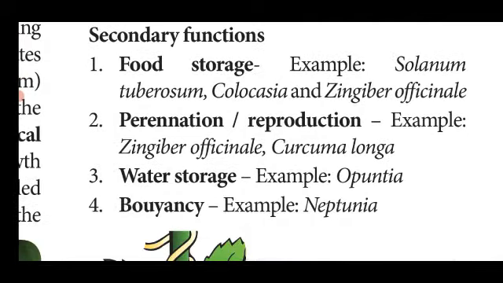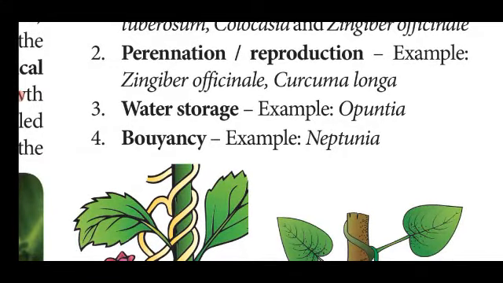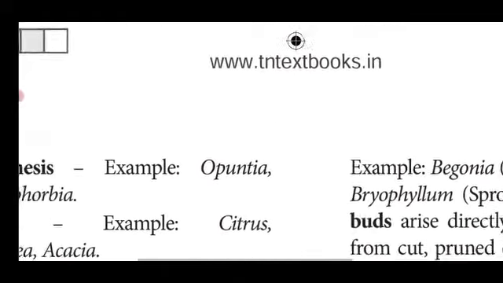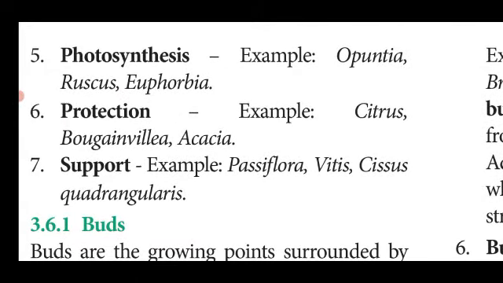Secondary functions: like the root system, the stem also performs some secondary functions. Examples: Solanum tuberosum, Colocasia and Zingiber officinale. In these stems, they store reserve food material. Perennating or reproductive organs: Zingiber officinale, Curcuma longa. Water storage: example Opuntia. And buoyancy: example Neptunia. These are some of the secondary modifications of the stem, which also perform photosynthesis.